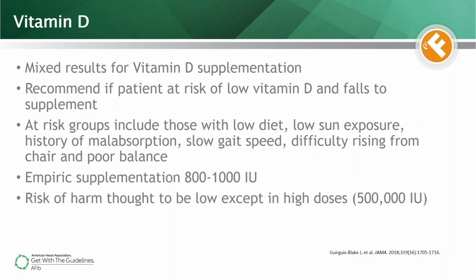Vitamin D supplementation. The data is mixed in the results for vitamin D supplementation, but in general, it's recommended if a patient is at risk of low vitamin D and falls to go ahead and supplement. Those patients that are thought to be at risk are those with a low vitamin D diet, low sun exposure, history of malabsorption, slow gait speed, difficulty rising from a chair, and poor balance. And the empiric supplementation is 800 to 1,000 IUs. The risk of harm is thought to be very low, except for very high doses of vitamin D supplementation.